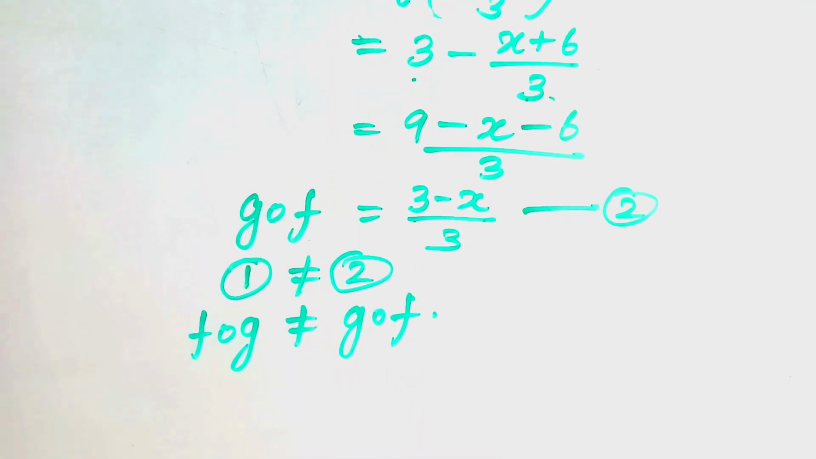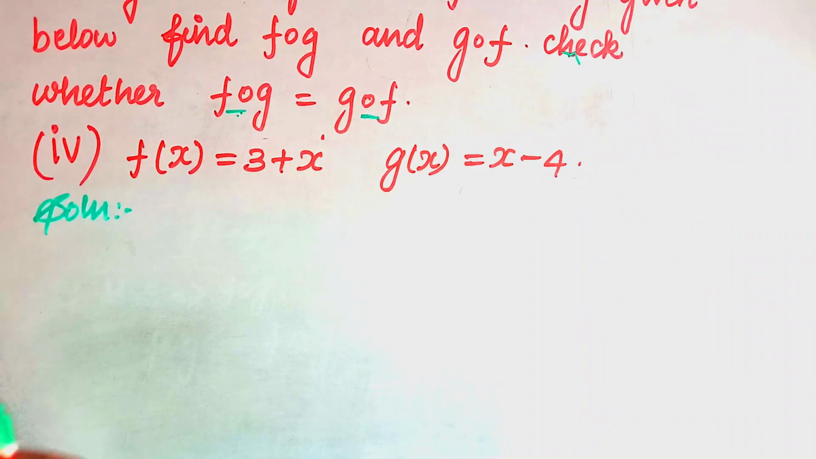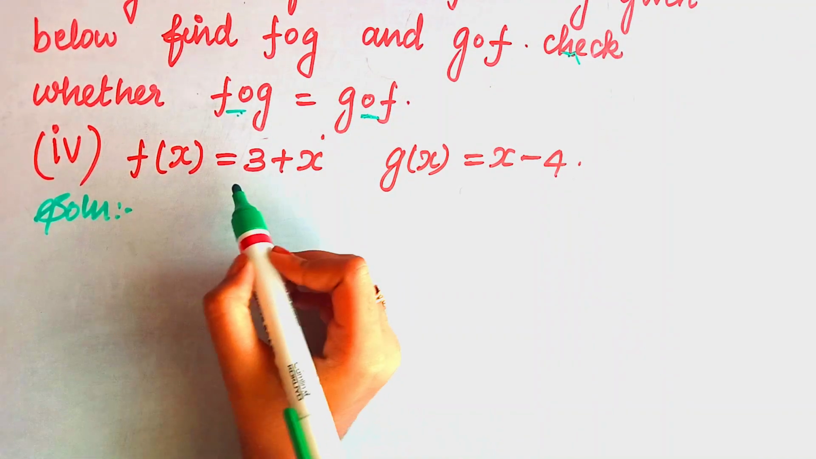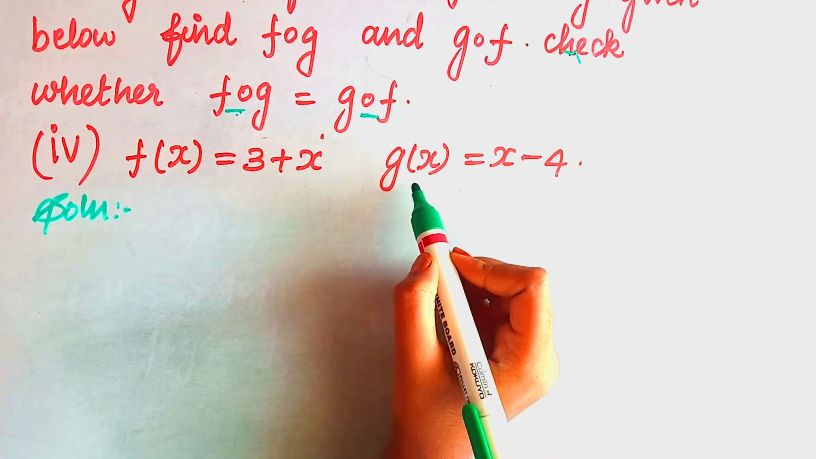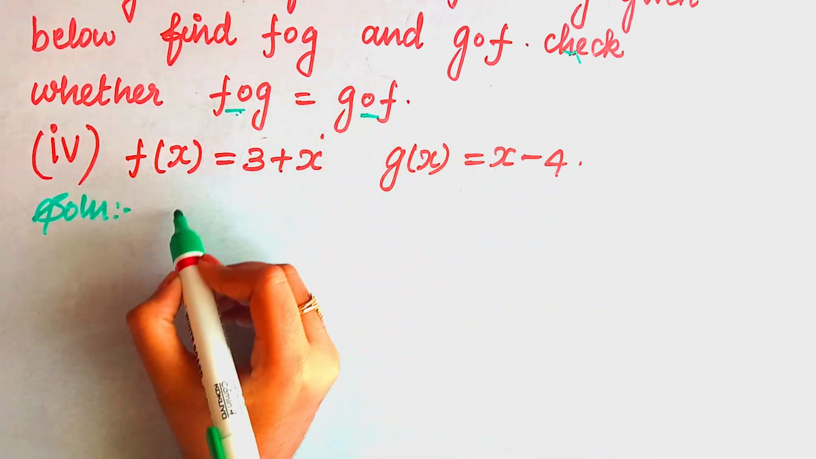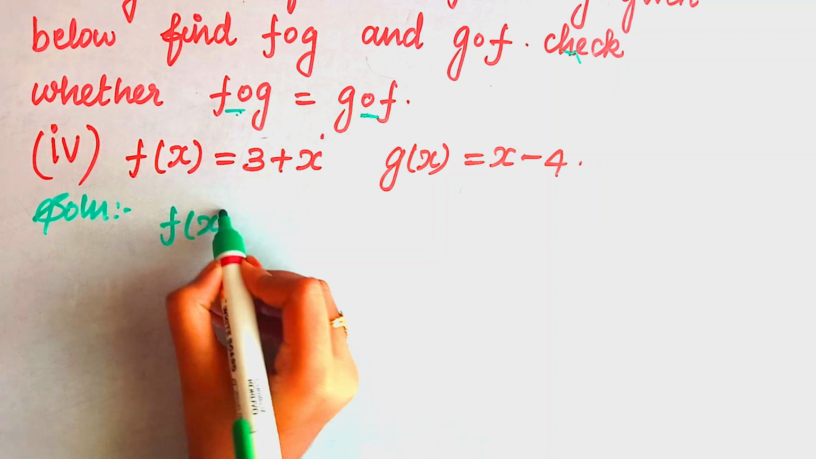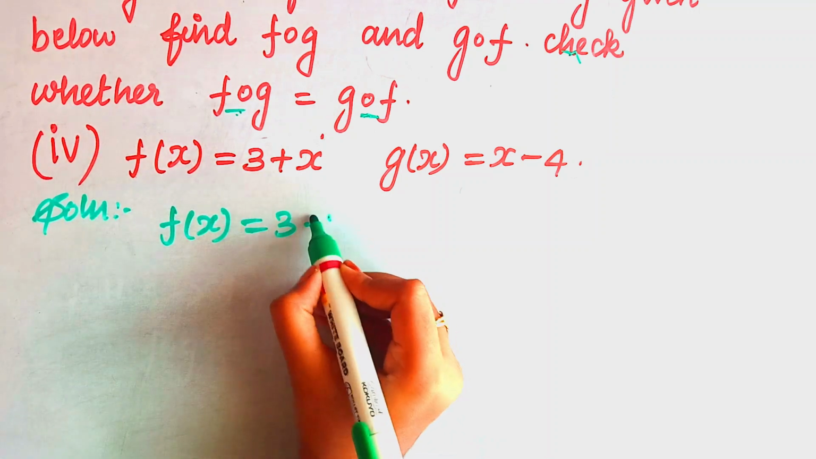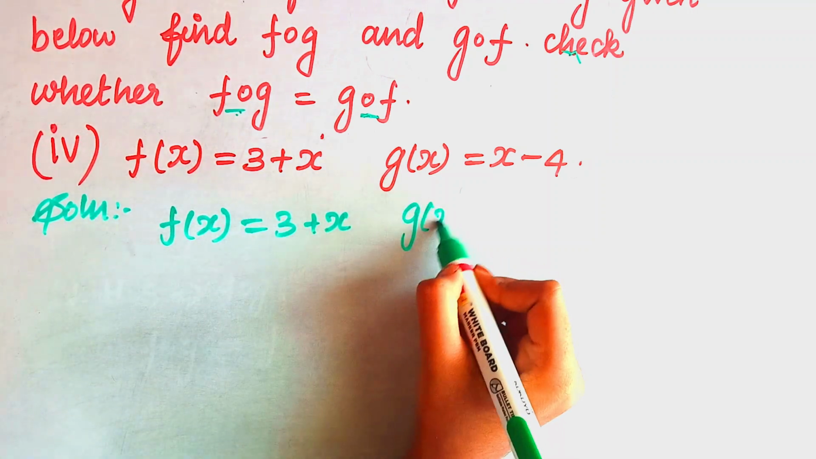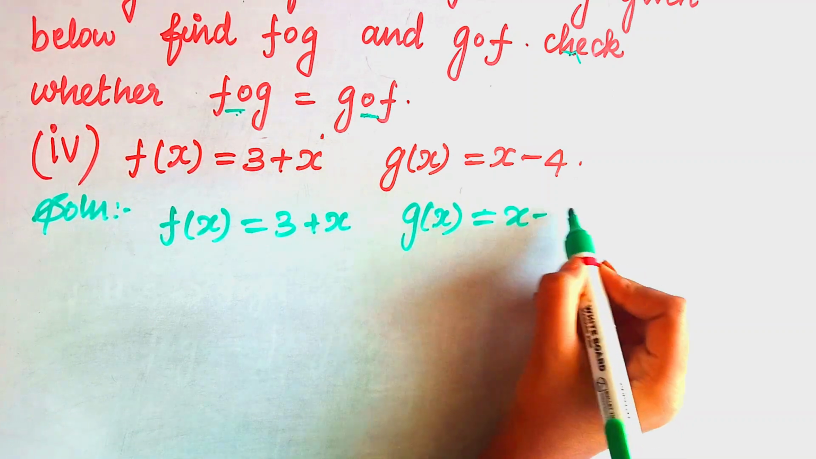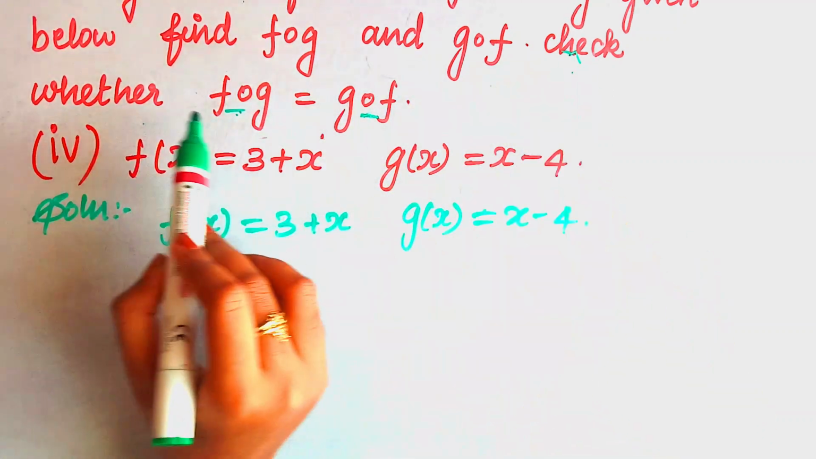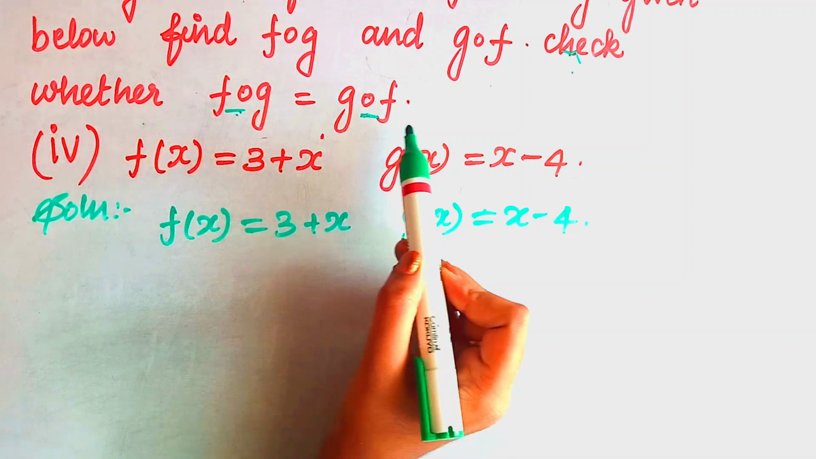Now let's go to the fourth subdivision. Fourth subdivision, f of x is equal to 3 plus x and g of x is equal to x minus 4. First let's write the given part. f of x is equal to 3 plus x and g of x is equal to x minus 4. Now we have to check whether f dot g is equal to g dot f.